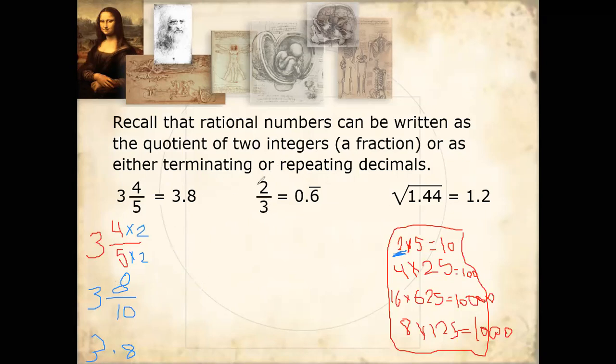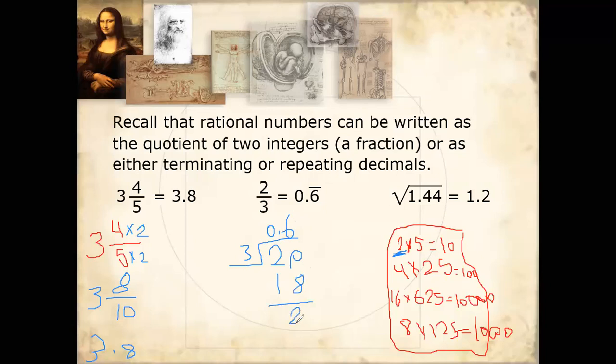Is there anyone who can tell me how we are going to change this number into decimal? If it's not allowed to use the calculator, how? We are going to use what? Should be long division. 2 divided by 3. 2 is less than 3, so you are going to put 0 dot, right? And then you will drop down 0. 20 divided by 3, the closest number is 6. So 6 times 3 will be equal to 18.